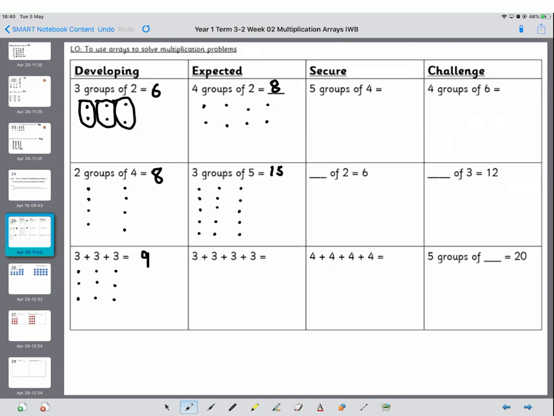So next one is 3 plus 3 plus 3 plus 3. So just like the last time, we do dots of 3 under each number and count them up, which gives you 12.